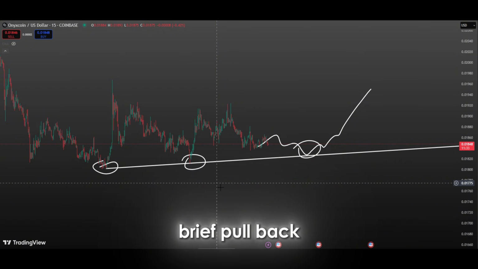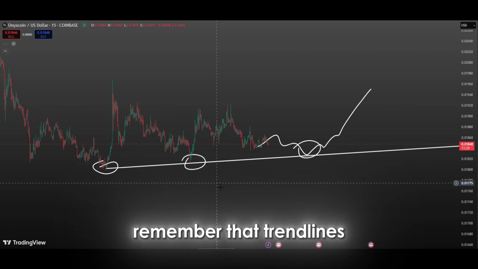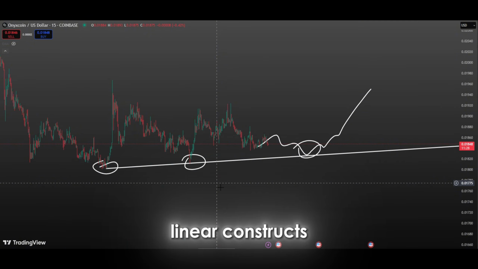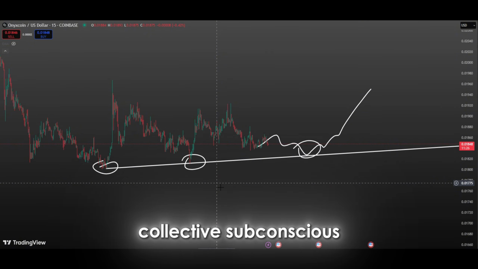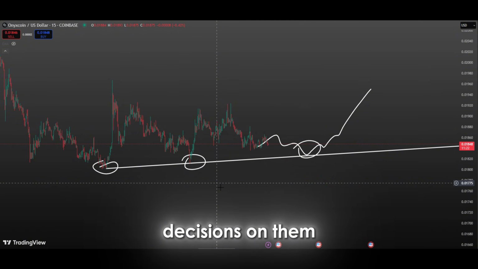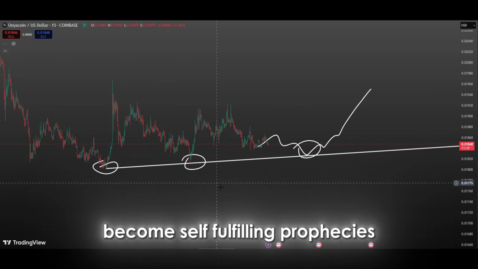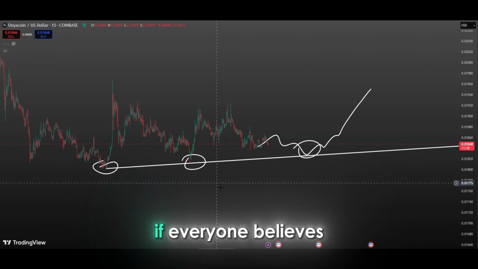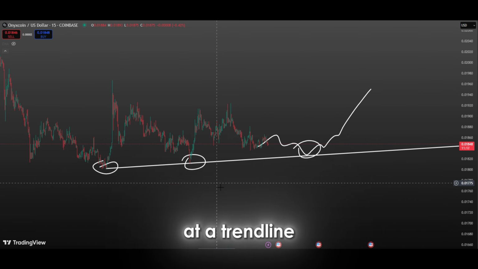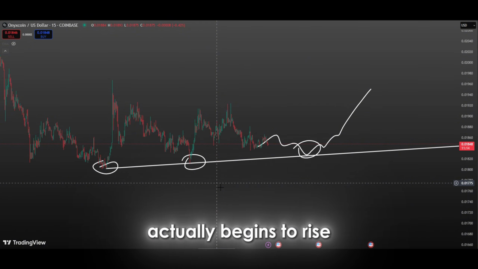After a brief pullback, the price resumes its movement in the direction of the trend, signaling a more sustained strength in the market. It's important to remember that trend lines are not merely linear constructs, but represent the collective subconscious of market participants. In other words, many investors observe the same trend lines and base their decisions on them. For this reason, such structures often become self-fulfilling prophecies. If everyone believes the price will find support at a trend line, buy orders accumulate at that level, and the price actually begins to rise.